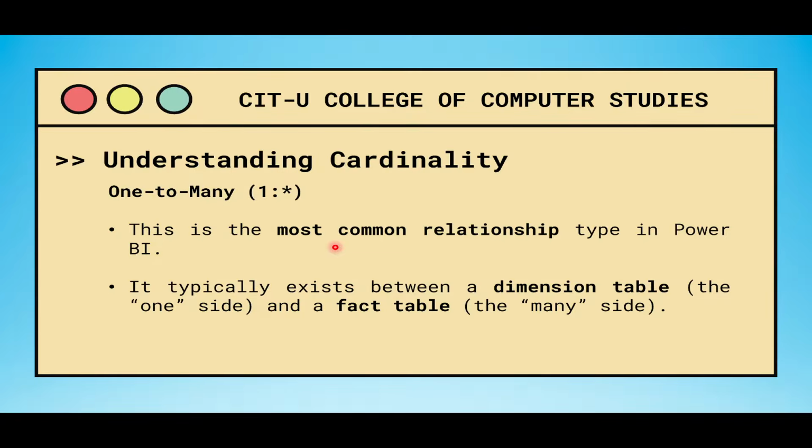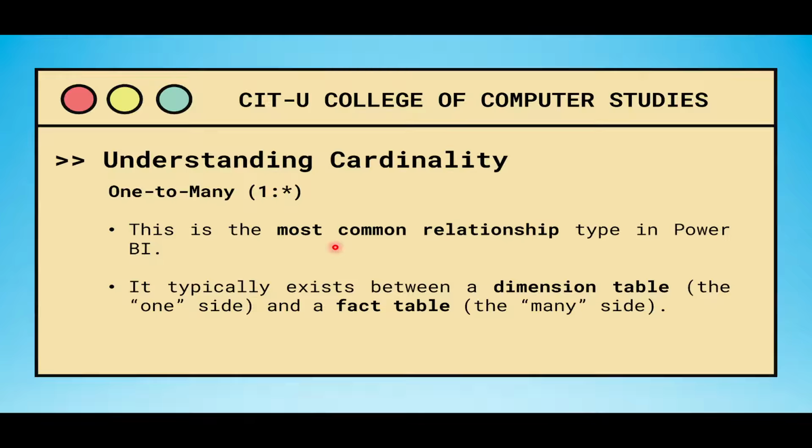So we have here the one-to-many. So one-to-many, we have one star. This is the most common relationship or type in Power BI. So why is this the most common relationship? Take note, star schema is the most used schema. There is a centralized table, which is the fact table. So that's one. Then it can branch out to many dimension tables. So many. That's why it's the most common relationship type in Power BI.